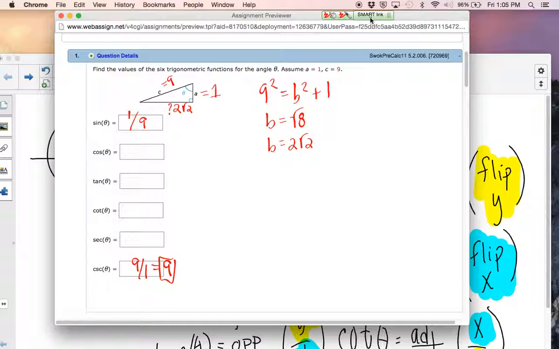Okay, if I do tangent, tangent's opposite over adjacent, so 1 over 2 square root 2. You can rationalize the denominator. That means cotangent is 2 square root 2 over 1, which is just 2 square root 2. So that's all you're doing on that problem. You can fill out the rest on your own.